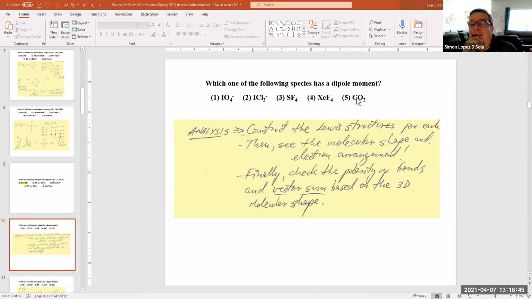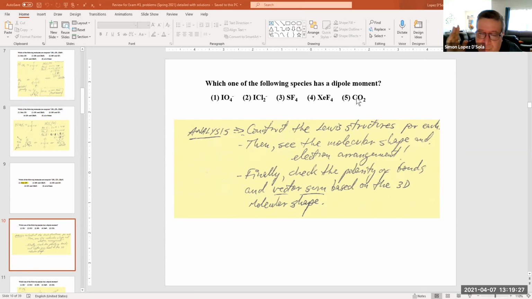So in this case, the analysis goes more or less the same initially as the one we did before. But we need to be careful in those cases where we have elements not belonging to the second period, because those elements in the third period or even below, like the elements we have here, can expand the octet. So they can have more than 8 electrons around. So you need to consider that. This is the first. The second thing you need to consider is the formal charges, because you need to see a structure that has the smallest formal charges, or no formal charges.